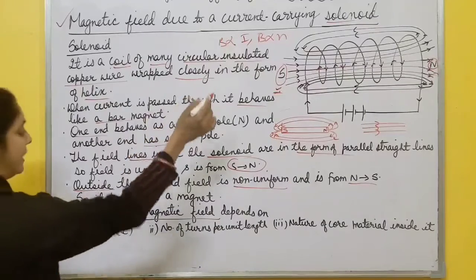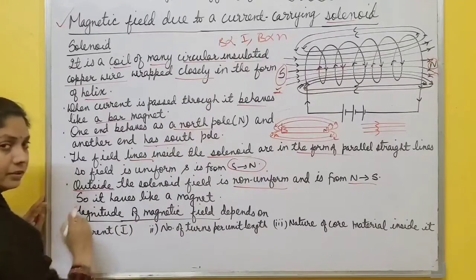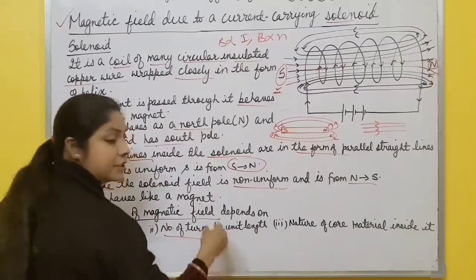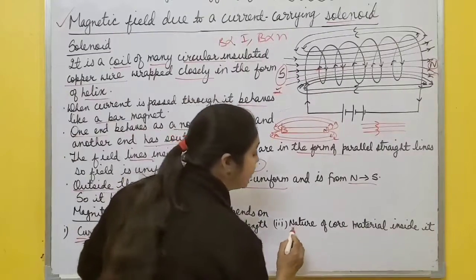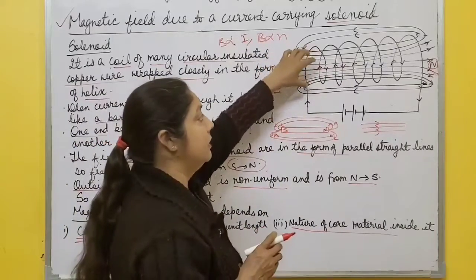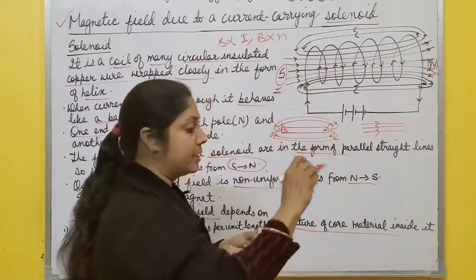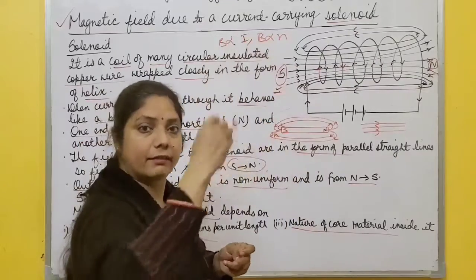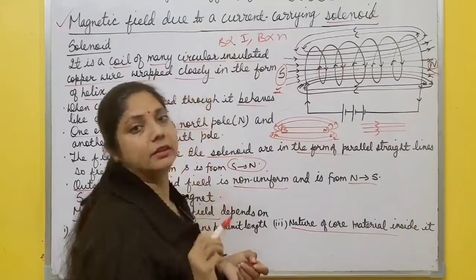And the magnitude of magnetic field also depends upon current flowing through the solenoid, number of turns per unit length, and one important thing, nature of core material inside the solenoid. Which type of material is present inside the solenoid in which these insulated copper wires are wrapped. It also depends on that material.